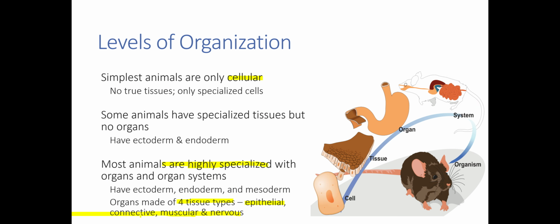Connective tissues connect and support. There's a wide variety of connective tissues: bone, cartilage, fat. All of those would fit under connective tissue. Muscular tissue, of course, is going to be your muscles, and then nervous tissue is going to allow you to have a response type reaction.